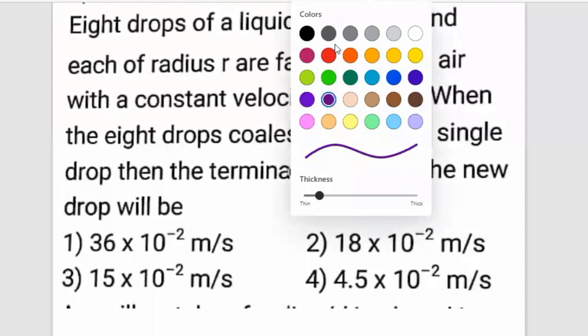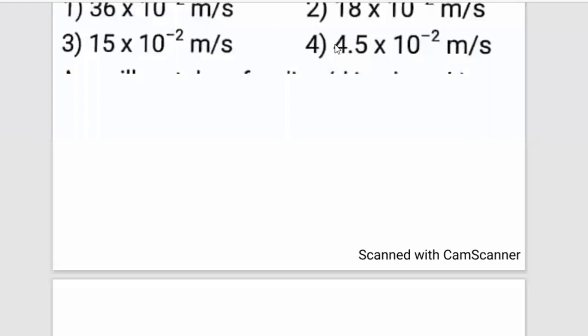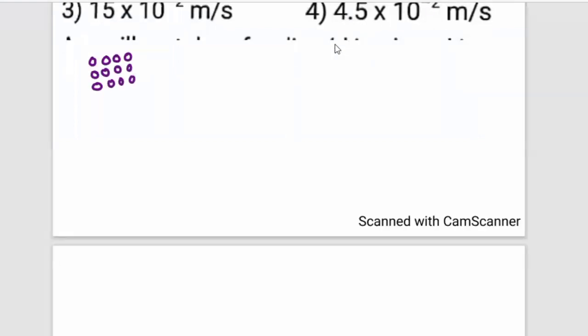In this problem, 8 drops of liquid of density rho and each of radius r are falling through air with a constant velocity of 4.5 centimeter per second. When the 8 drops coalesce to form a single drop, what will the terminal velocity of the new drop be? So if you take n identical small drops, here n is equal to 8 drops. 8 drops of radius r are going to form one big drop of radius R.